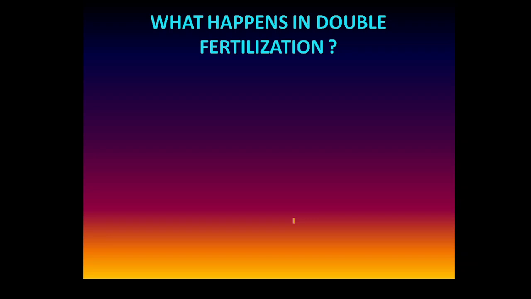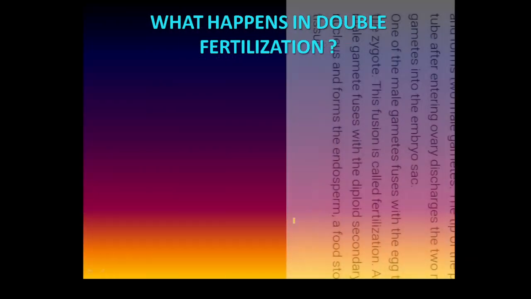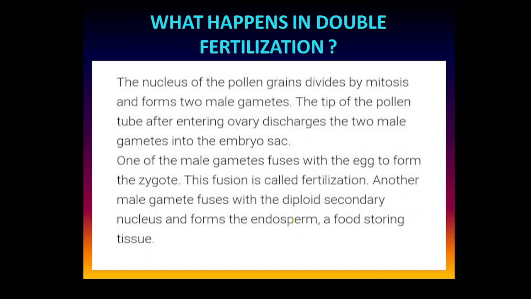Okay, you'll see I have more nice pictures to represent this one. Now, what happens in double fertilization? The nucleus of the pollen grain divides by mitosis, remember it, by mitosis, and forms two male gametes. The tip of the pollen tube after entering the ovary discharges the two male gametes into the embryo sac. One of the male gametes fuses with the egg to form the zygote.